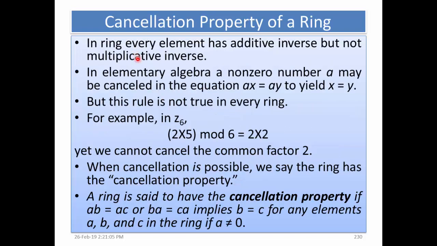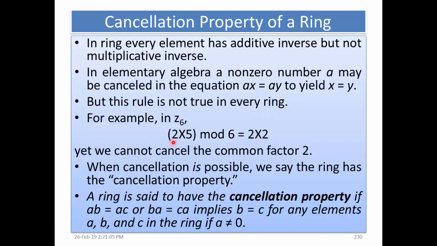Cancellation property of a ring. In elementary algebra, a non-zero number a may be cancelled in the equation ax is equal to ay to yield x is equal to y. For example, if you have an equation like this, ax is equal to ay, then simply you can cancel a on both sides, or divide the whole equation by a, and you will get x is equal to y. But in the case of a ring, you cannot do the same.